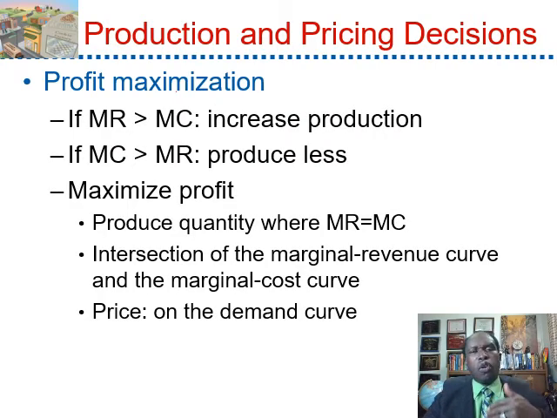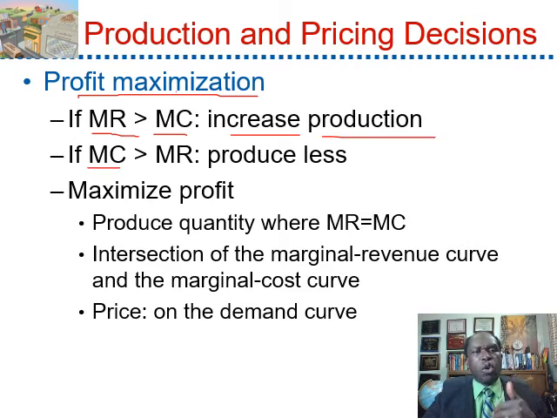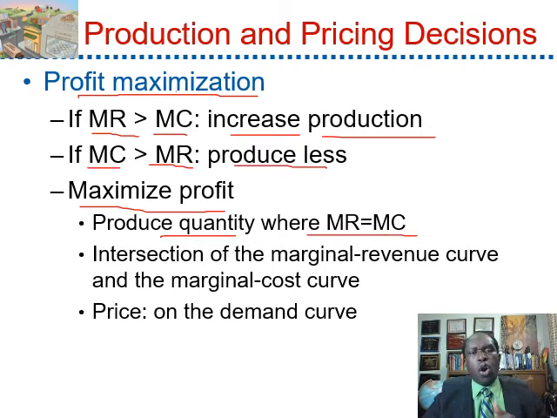The golden rule for profit maximization for the monopoly is: if marginal revenue is greater than marginal cost, the monopoly should increase production in order to increase profit. If marginal cost is greater than marginal revenue, the monopoly should decrease production in order to increase profit. So profit will be maximized, and the monopoly should produce the quantity where marginal revenue equals marginal cost, or where the marginal revenue curve and the marginal cost curve intersect. The price will be determined on the demand curve.